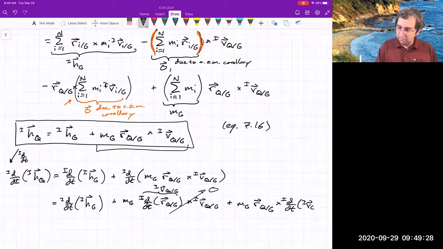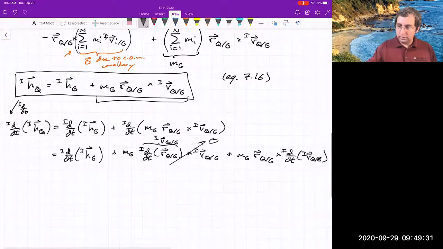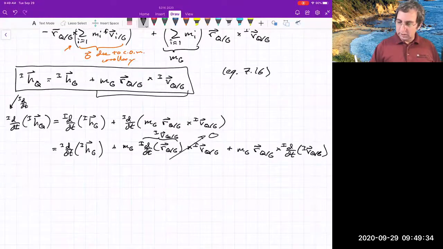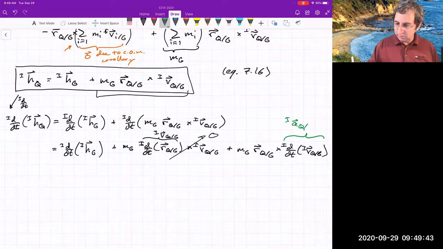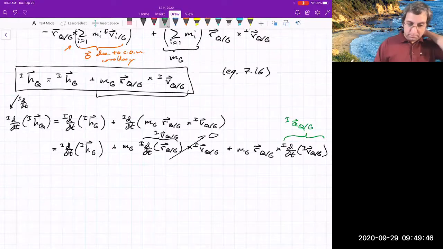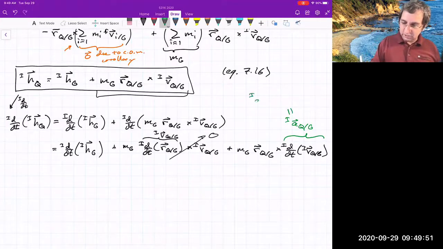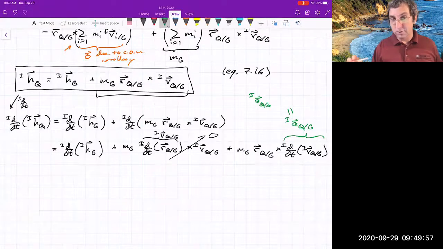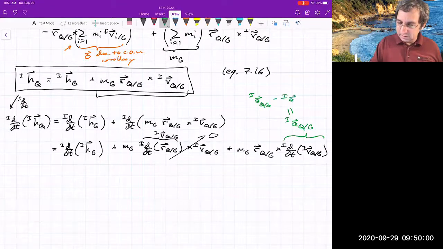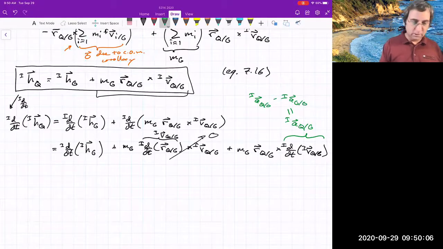Derivative of this. What is this? This is the inertial acceleration of Q with respect to the center of mass. And we could also write that as the inertial acceleration of Q with respect to the inertial origin O minus the acceleration of G with respect to the inertial origin O.